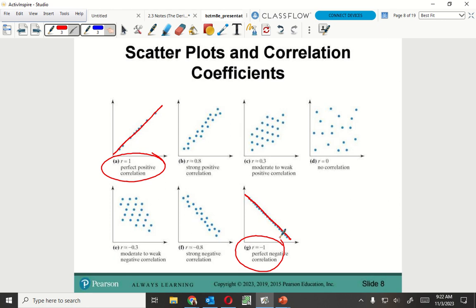Now, right here, this one's about 0.8. It's trying to guess where it is. This one right here is going down, a -0.8. Not all of them are directly on my line, but they are close enough. This one right here, since you cannot say positive or negative going this way, there is no correlation. You can't tell a direction. There is no trend. And the other ones, you're going to estimate somewhere in between. Does that make sense? Okay, good.